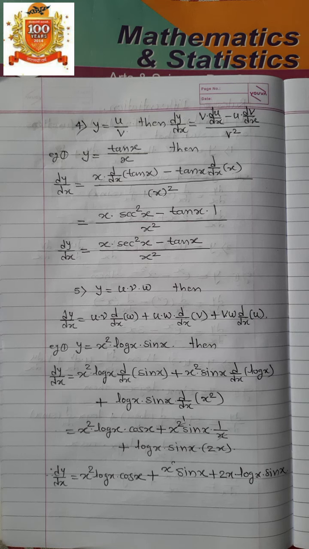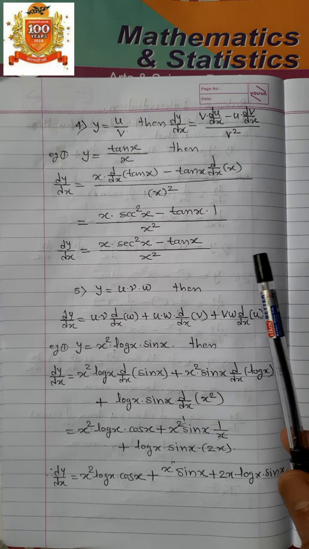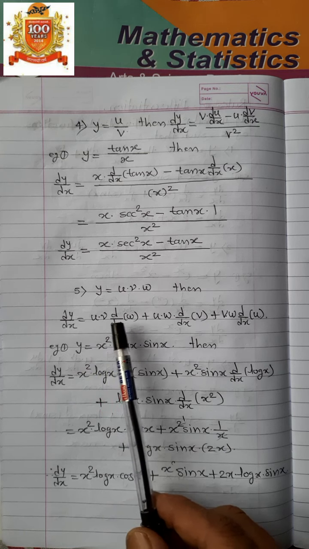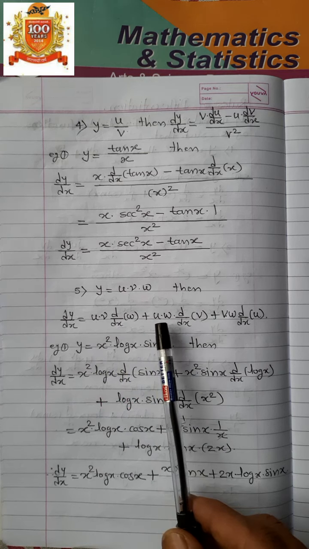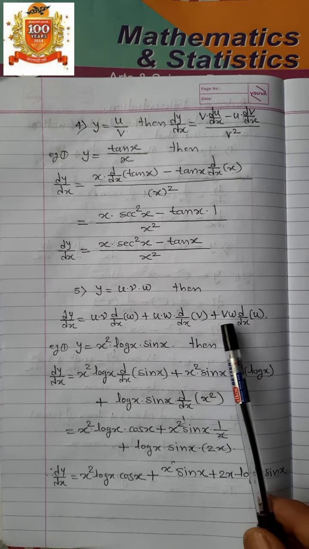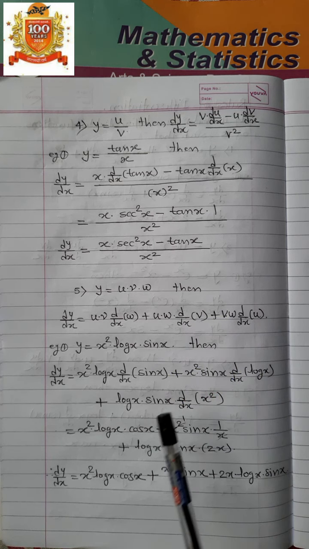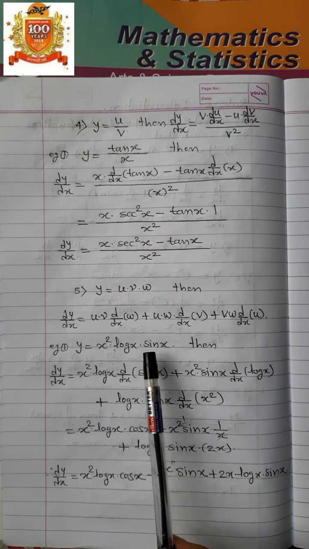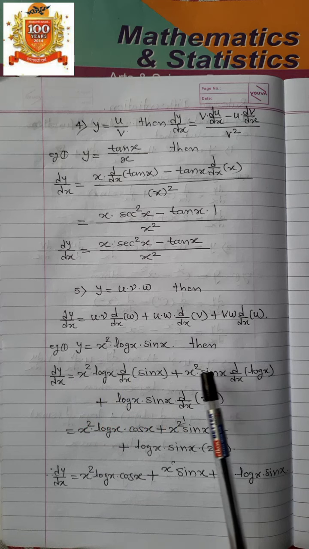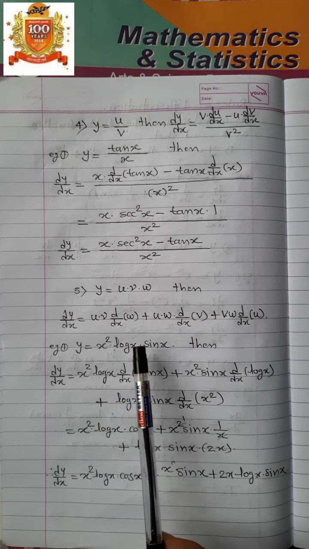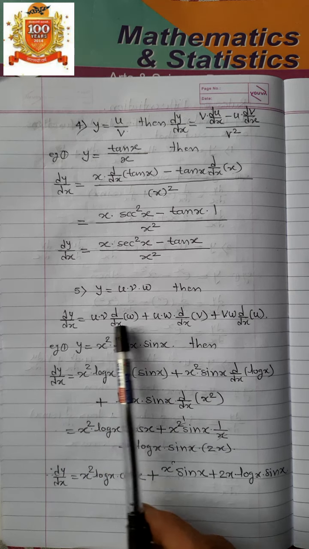Now if we have three functions u, v and w, which are three differentiable functions, then dy by dx is equal to u into v into d/dx of w plus u into w into d/dx of v plus v into w into d/dx of u. For example, if y is equal to x square into log x into sin x, then find dy by dx. Now here u is equal to x square, v is equal to log x and w is equal to sin x. Now put the values in formula.